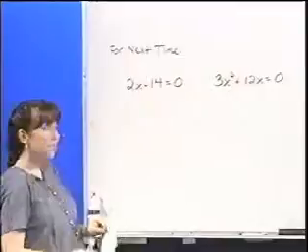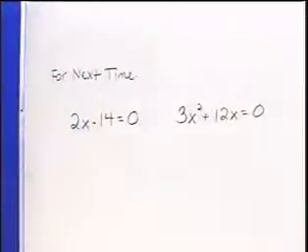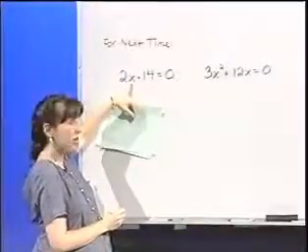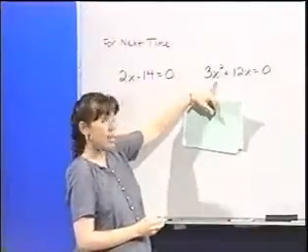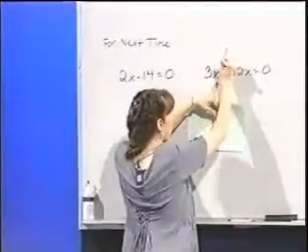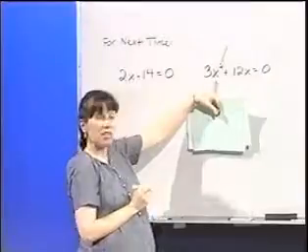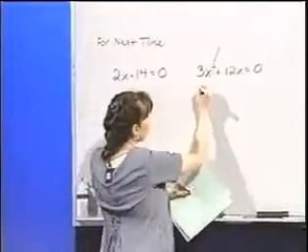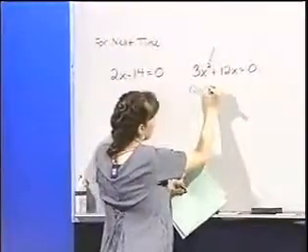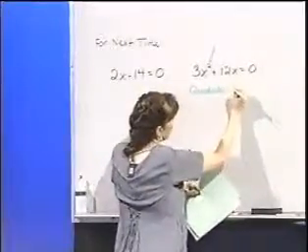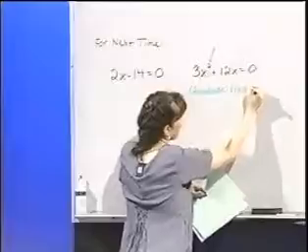And what's the difference between these 2 equations? The difference is this equation has an x in it. This equation has an exponent of 2 in it. This is called a quadratic equation. Whenever you have a power 2 in your equation, it's called a quadratic equation.